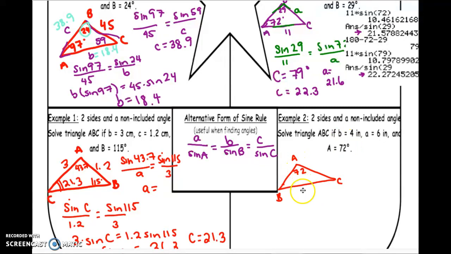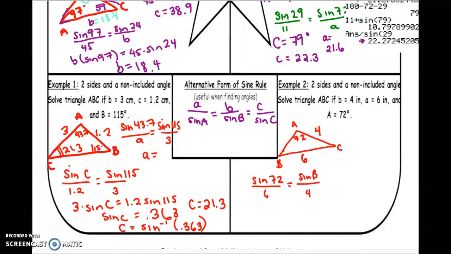So sine of 72 over 6, and then you know the side length b is 4, so I could say sine 72 over 6 equals sine of B over 4. And then just go ahead and cross multiply, and don't forget to use this inverse sine button that we were using before. So pause it again, try them out, and then just check your answers when you're all done.